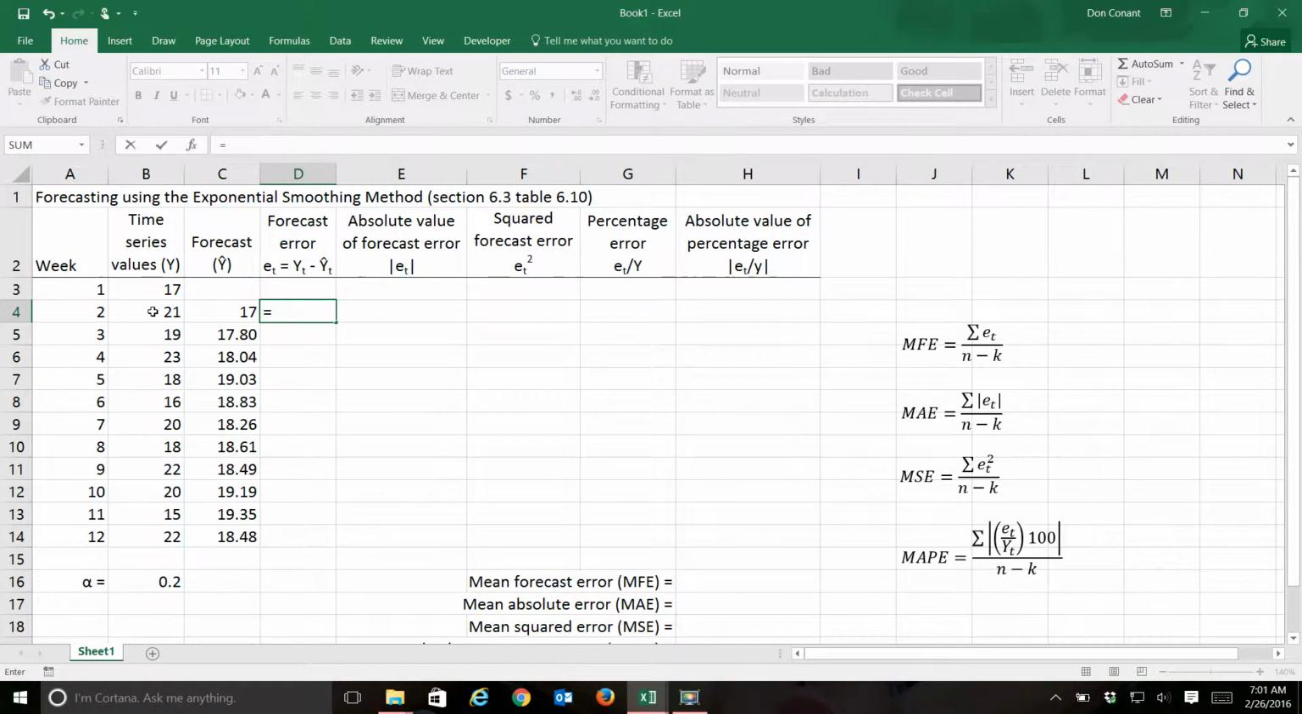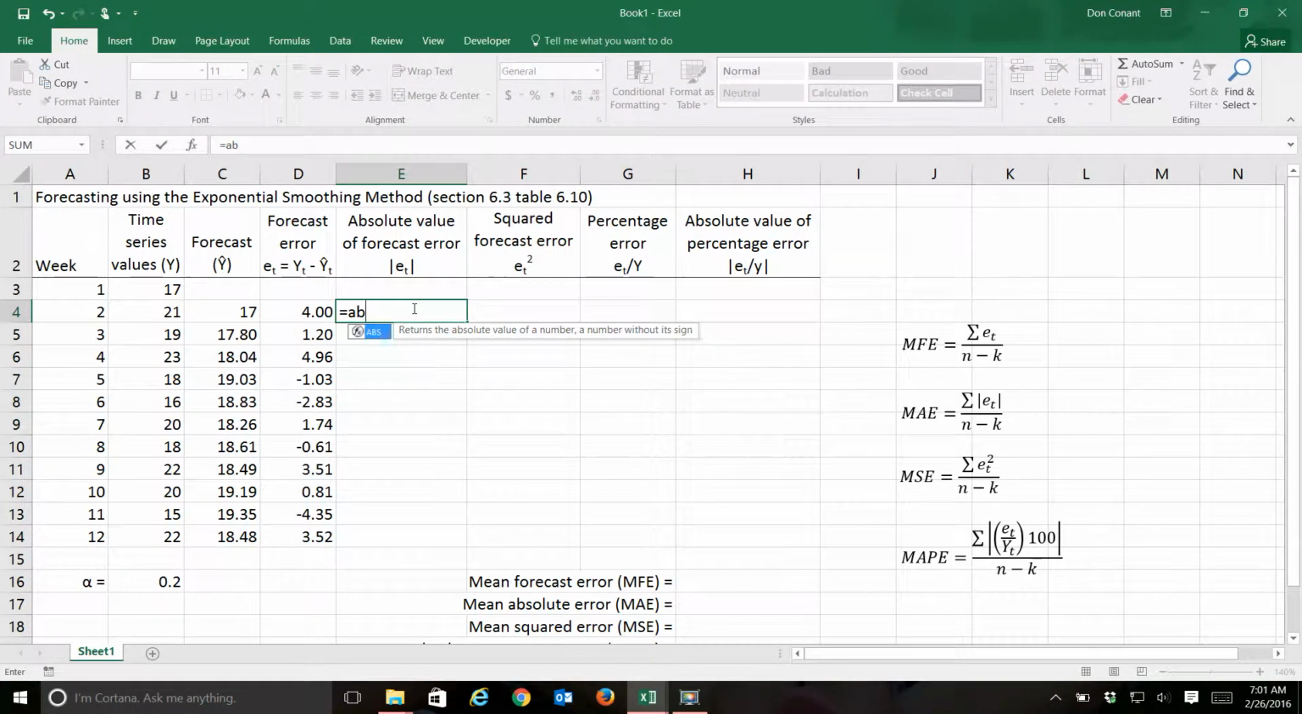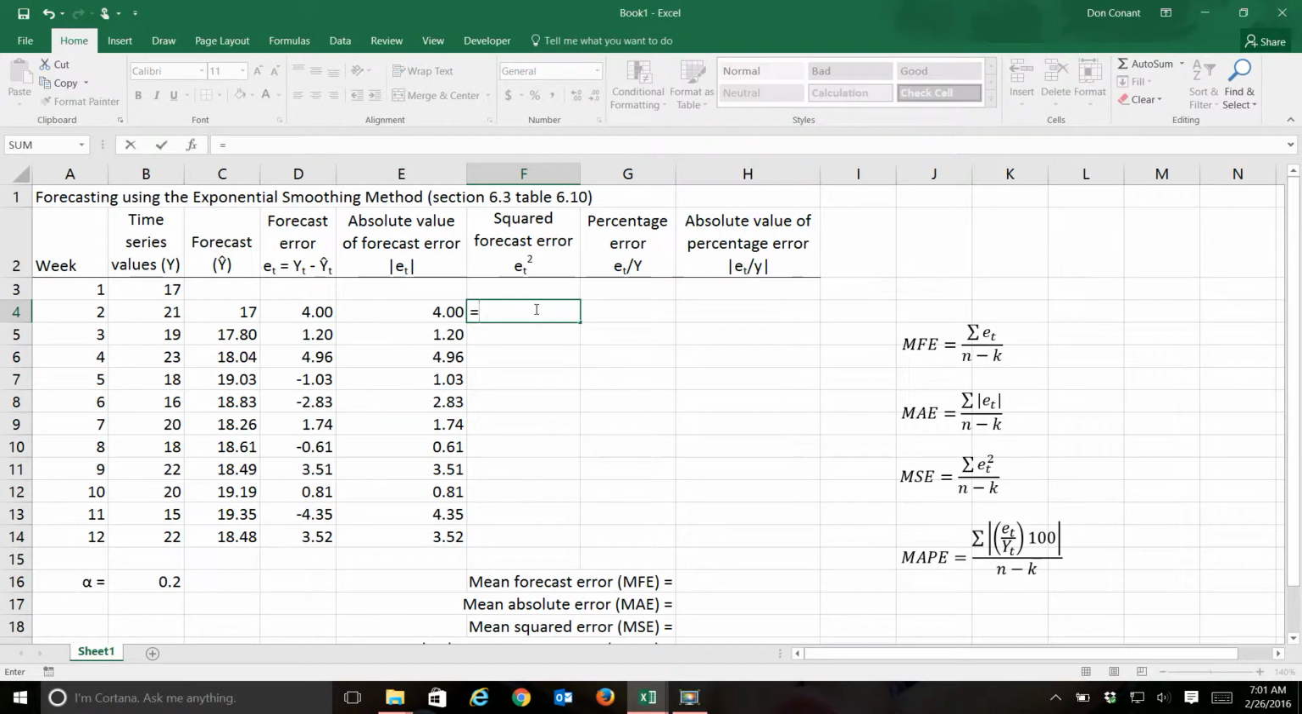Our error is our actual value less our forecast, and we'll go ahead and copy that down. Absolute value of the error, let's get rid of some of these decimals, equals ABS of our error value. Let's copy that. Take care of these decimals. Now let's square it. Our value raised to the second power. Copy that down.